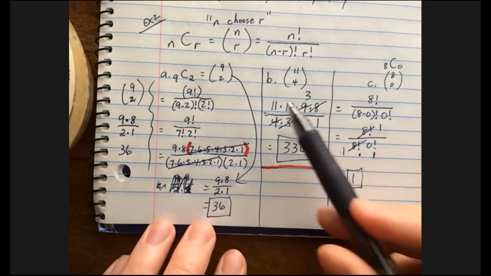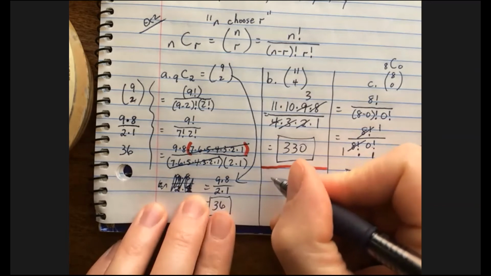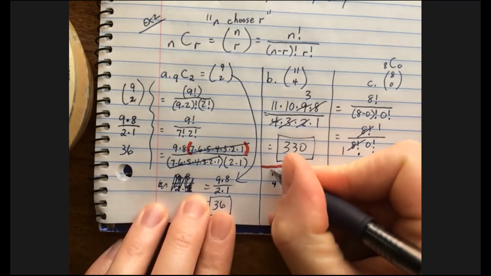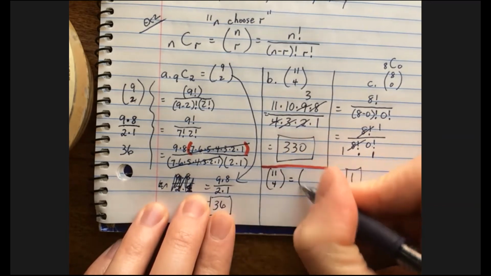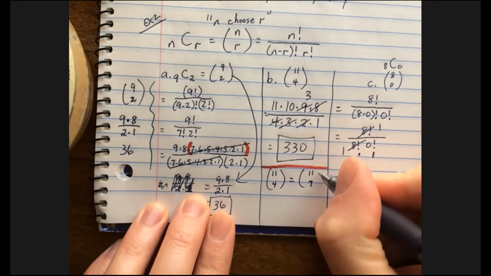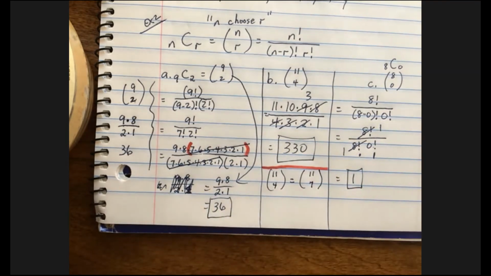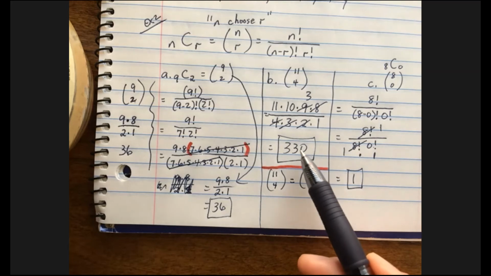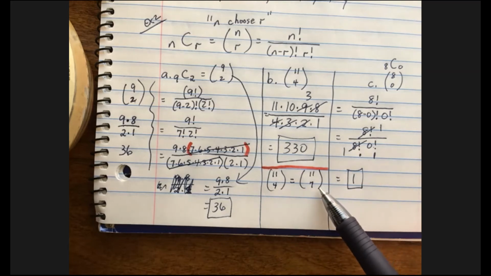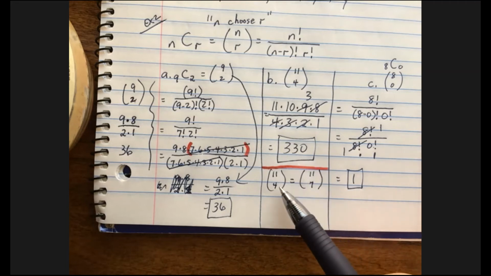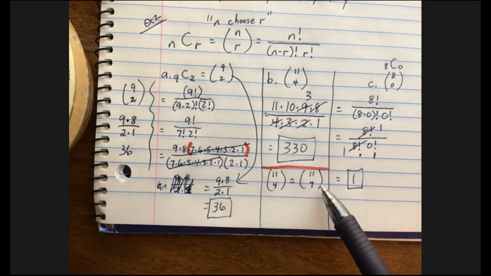So let's just look at part B, for instance. 11 choose 4. 11 choose 4 is the same thing as 11 choose 7. So you already know 11 choose 4 is 330. If you go off to the side and you work that problem out, 11 choose 7, you're going to get 330 again. So 11 choose 4 is 330, so is 11 choose 7.